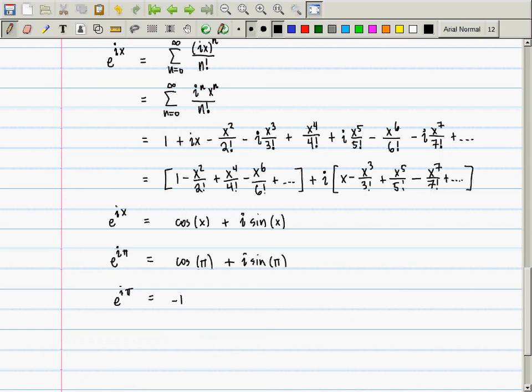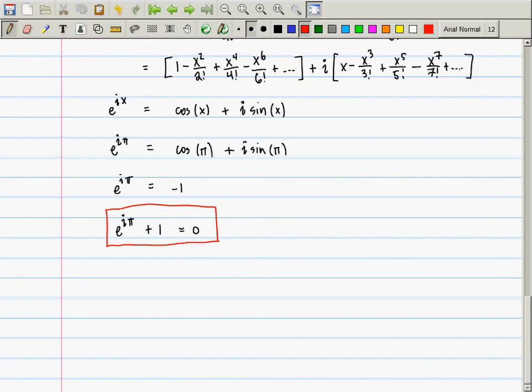So look at this equation. I'm going to rearrange it slightly and move the 1 to the other side: e to the i pi plus 1 is equal to 0. This is almost unbelievable. Have a look. Probably the most important mathematical constants that exist, the exponential, the complex unit, pi, 1 and 0, all related by this one equation. That is unbelievable. This is called Euler's identity.